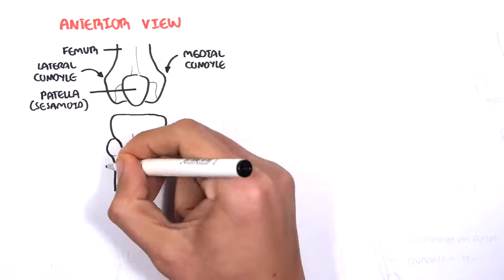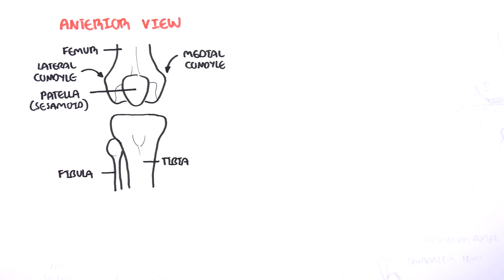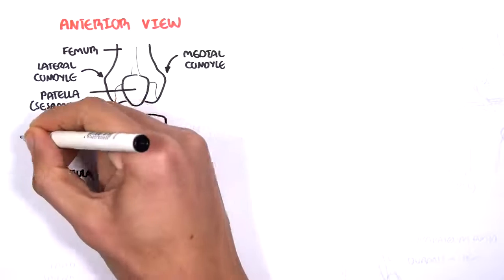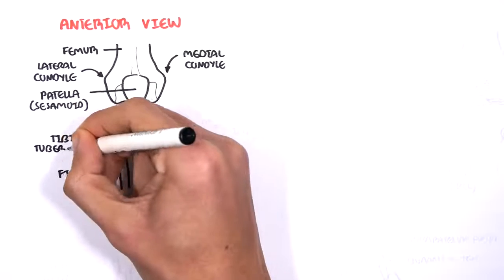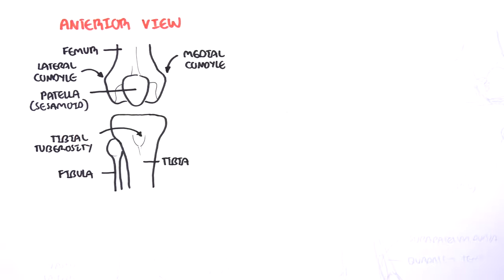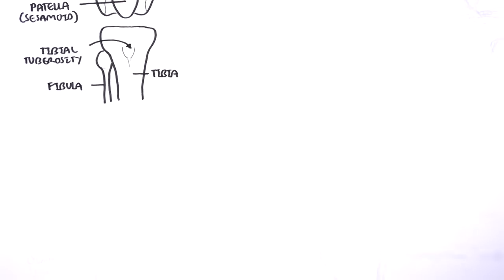Here is a smaller bone, the fibula, which does not make up the knee joint. Rather, it articulates with the tibia, the shin bone, which does make up the knee joint. The tibia has a tibial tuberosity here, which can get inflamed. When it gets inflamed, it is known as Osgood-Schlatter syndrome.